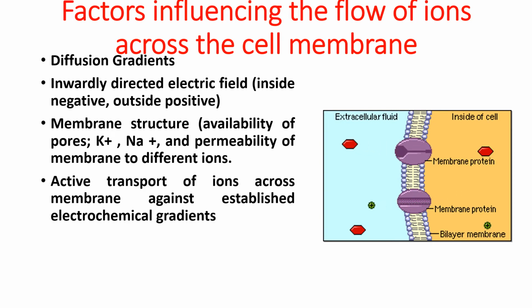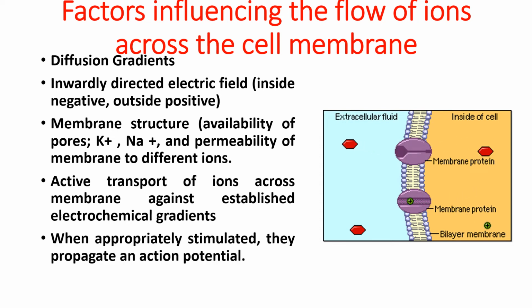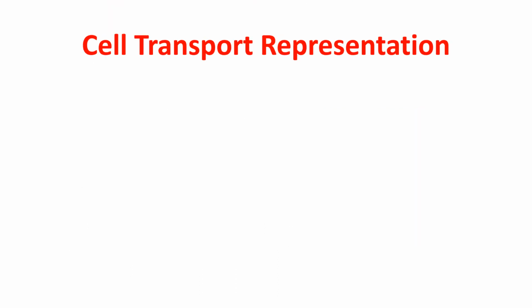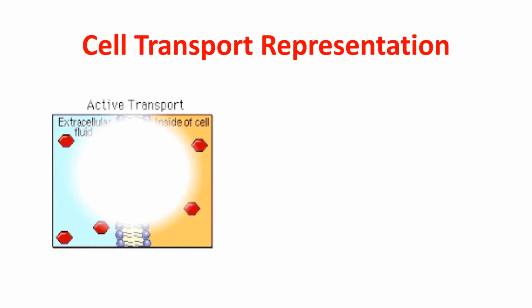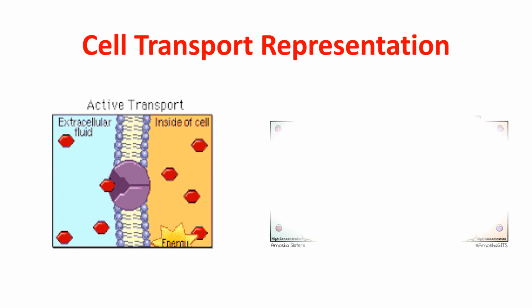When appropriately stimulated, they generate an action potential, that is flow of ions across the cell membrane and generation of a propagating wave of depolarization along the membrane. Cell transport representation is shown here.